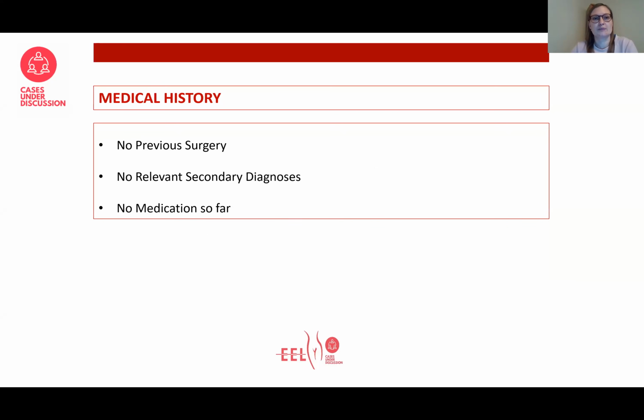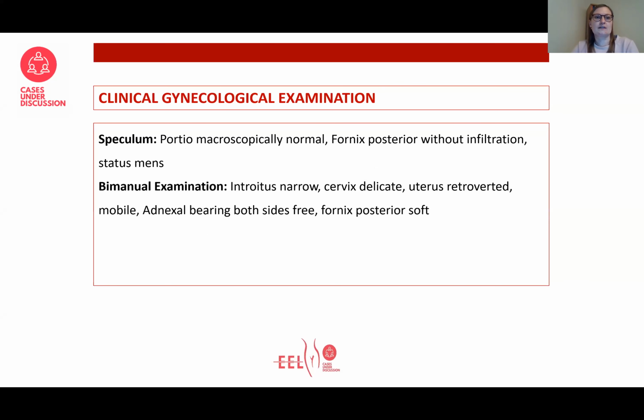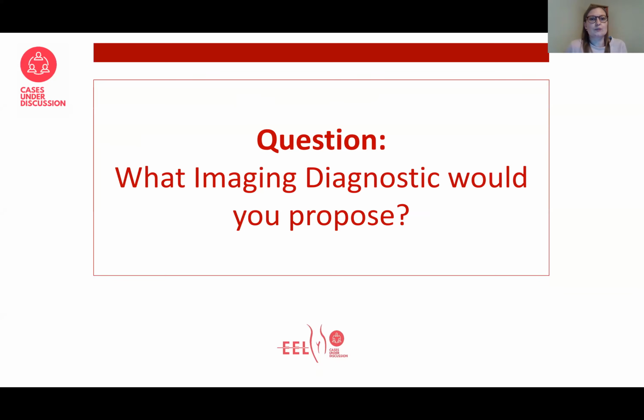In terms of medical history, there was no previous surgery, no relevant secondary diagnosis, and so far no medication. The clinical gynecological examination was also normal. The speculum examination showed a portio macroscopically normal, fornix posterior without infiltration, and the bimanual examination was introitus narrow, cervix delicate, and uterus retroverted, mobile, adnexa both sides free, posterior fornix soft. So what imaging diagnostic would you propose in this case?